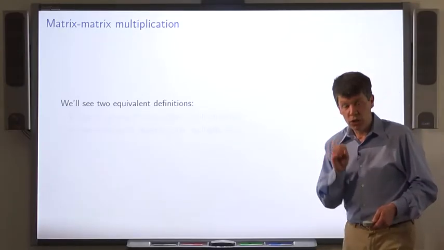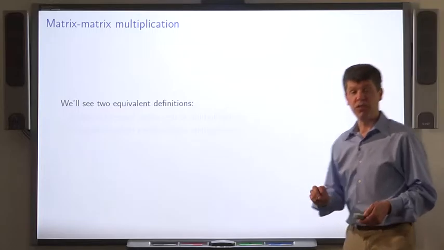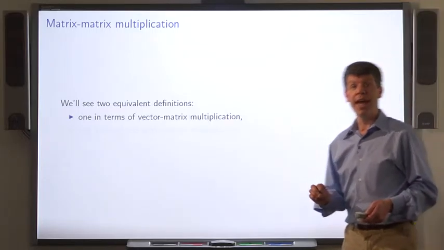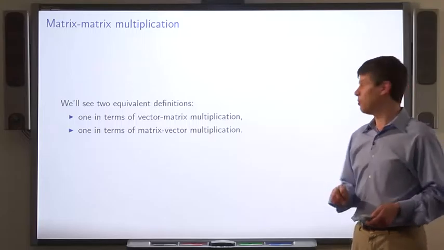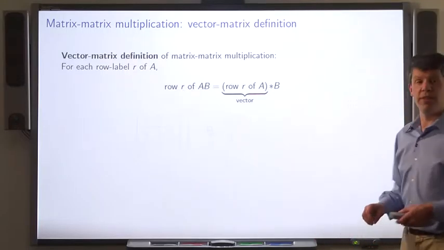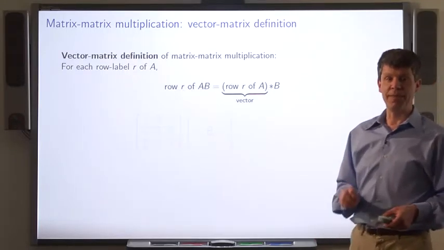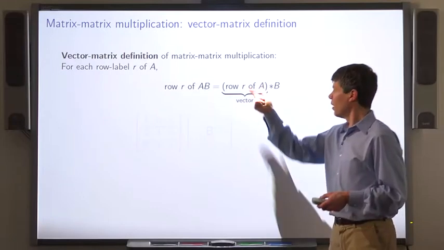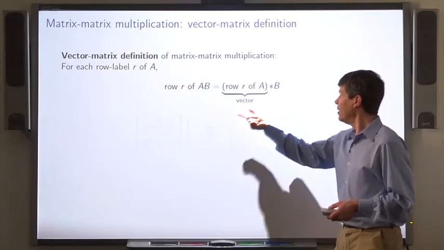So we're going to see two equivalent definitions of matrix-matrix multiplication. One in terms of vector matrix multiplication and one in terms of matrix vector multiplication. We'll start with the definition that uses vector matrix multiplication. Say we're multiplying A and B. For each row label R of the matrix A, row R of AB is the vector matrix product, the row R of A times B.